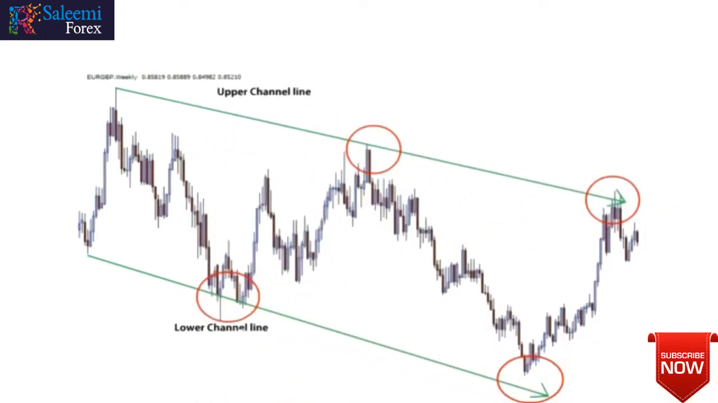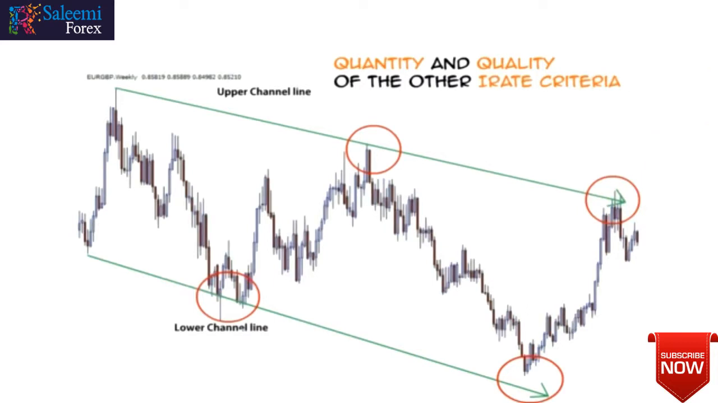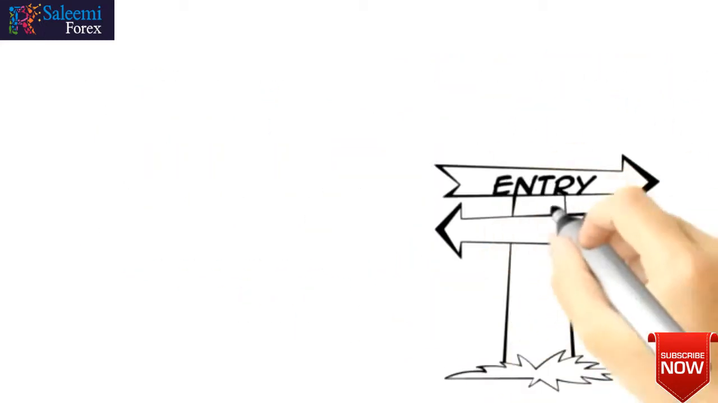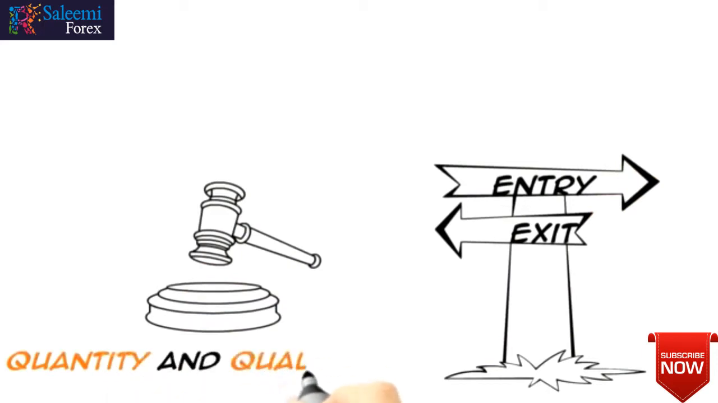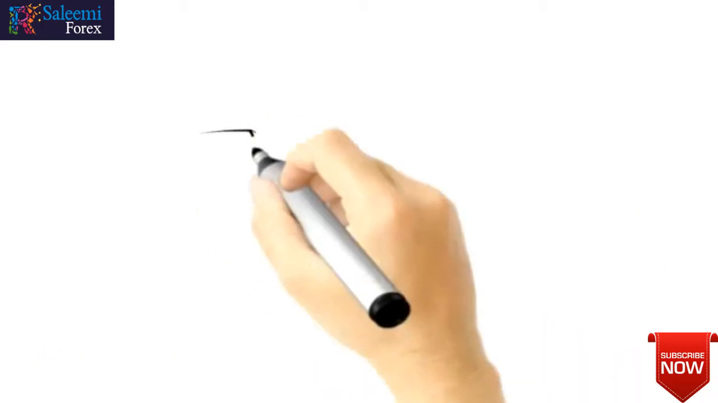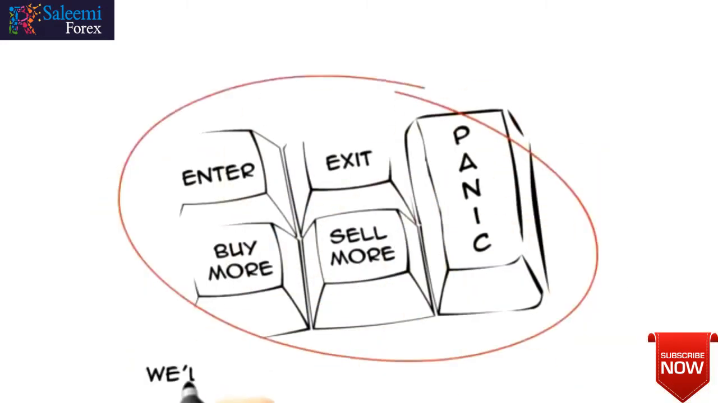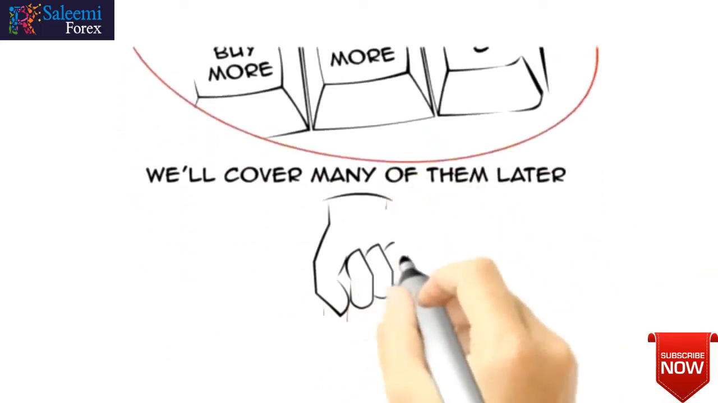Whether or not we enter at the lower line and exit at the upper line would of course depend on the quantity and quality of the other I-rate criteria we find near these lines. For short positions, we do the opposite and consider entries near the upper line and exits near the lower line. Again, the final decision would depend on the quality and quantity of the other I-rate criteria we see near these lines. Of course, there's a lot more to know about entering and exiting positions than that, and we'll cover many of them later. Here's one detail that's worth covering right now.